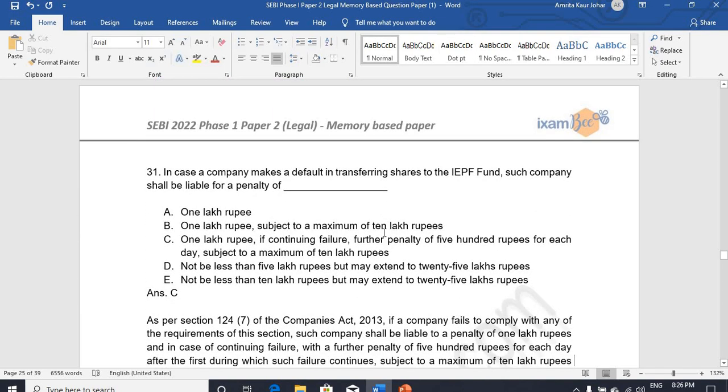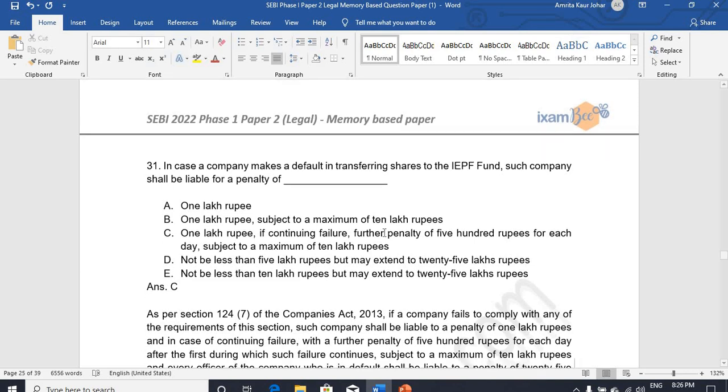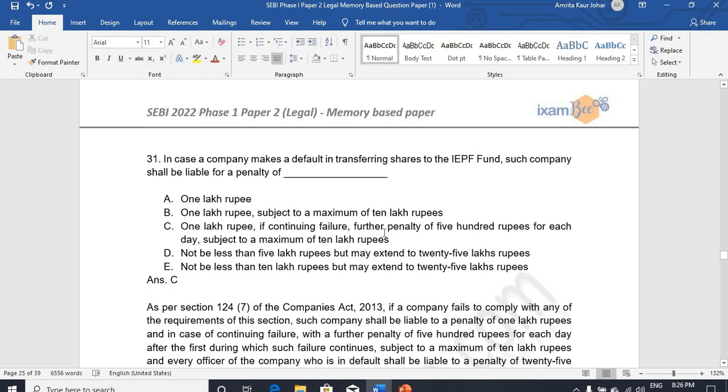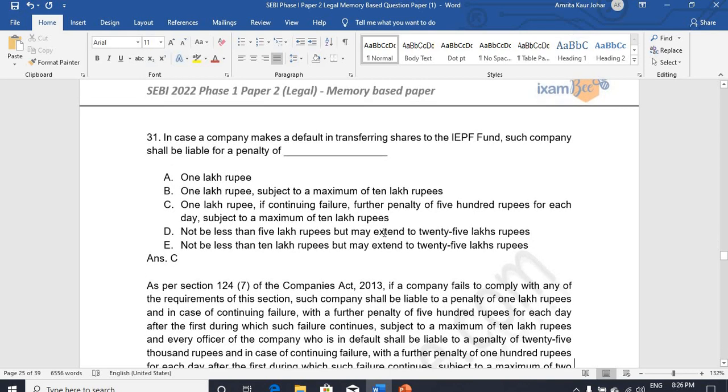Next question, in case a company makes a default in transferring shares to the IEPF fund, then such a company shall be liable for a penalty of. This was a question not very direct, but again IEPF fund, transferring of shares, important area from company law as per section 124(7) of the Companies Act.